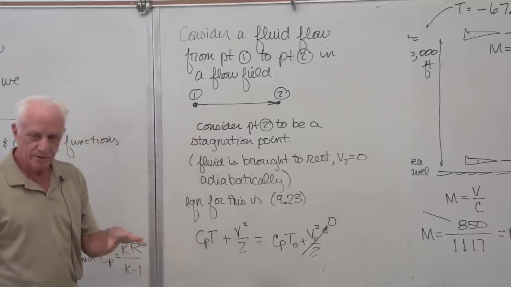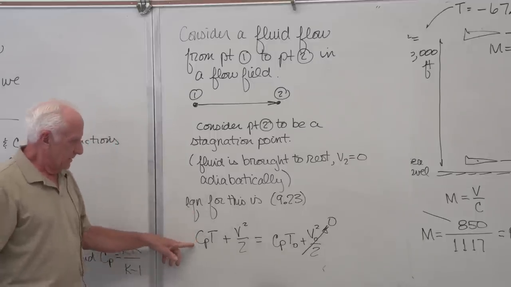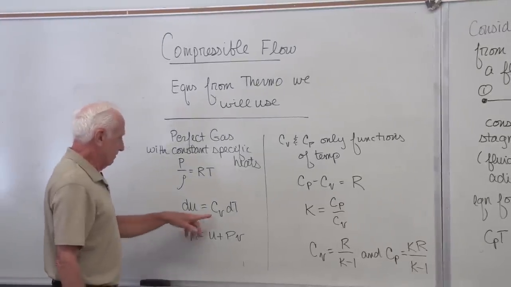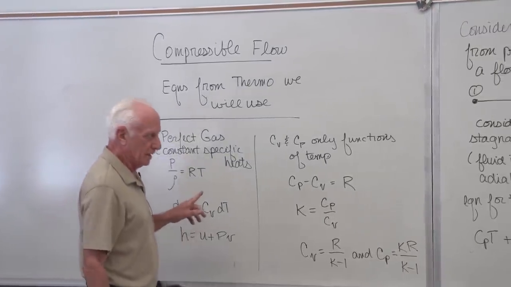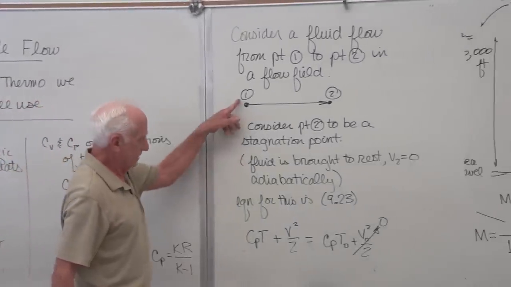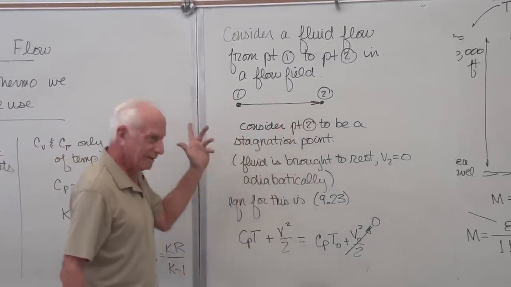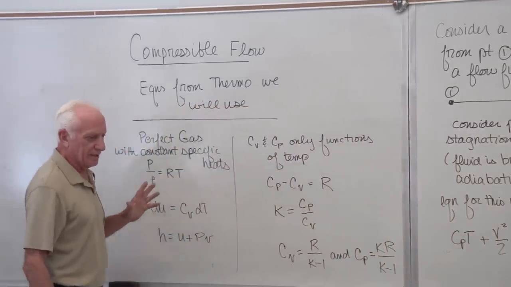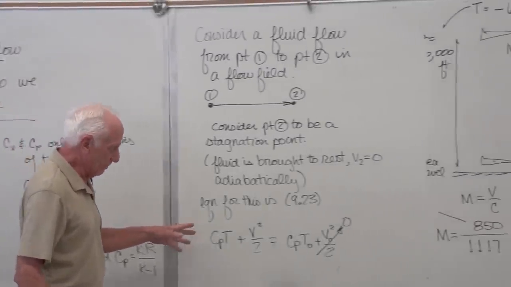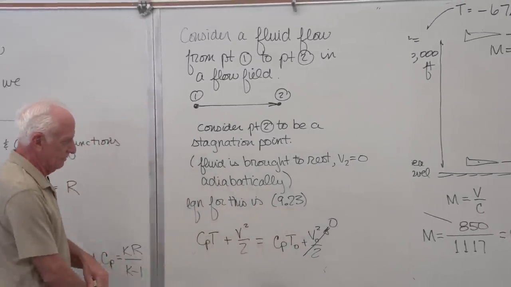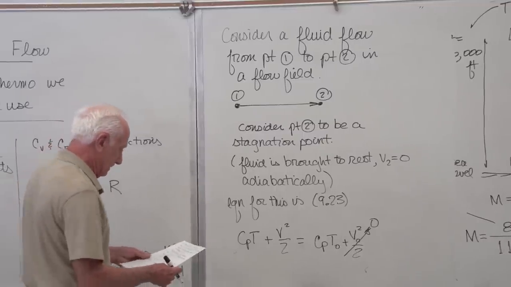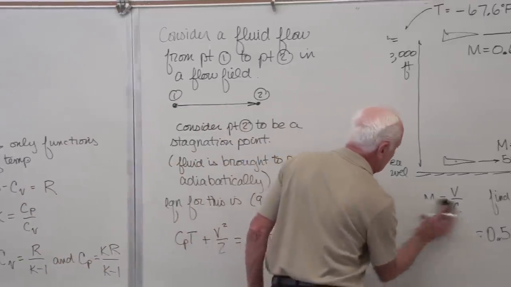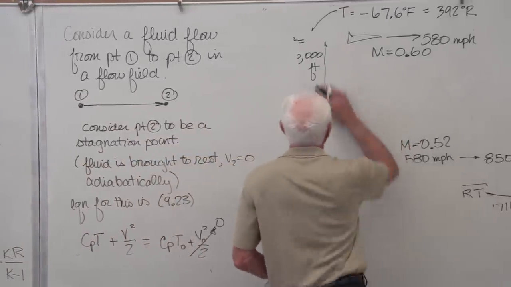Where did this come from? This is energy. I'll just give you a real quick. C sub P T is a change in enthalpy. This is the enthalpy at that point, this is the enthalpy at that point. This is a kinetic energy. We ignore the change in Z. So there are a number of assumptions in here. It comes from the energy equation of the fluid, but we're going to solve that for the stagnation point. So let's go ahead and do that.